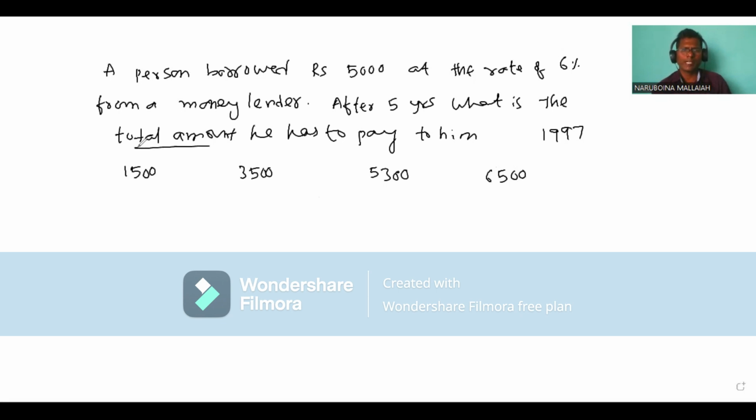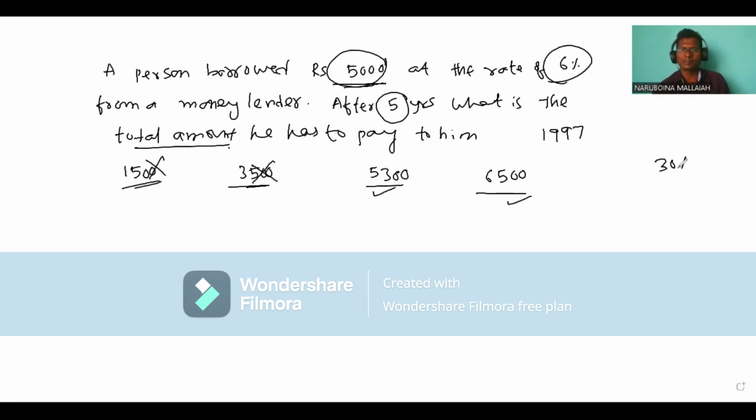See, whenever you are asked to find the amount, it is always more than the principal. The principal given is 5,000, so the answer must be more than 5,000. This is less than 5,000, wrong answer. This is less than 5,000, wrong answer. These two may become answers. Now, to find the amount, just multiply the time and the percentage: 5 6s are 30%. And add 100 to this. This is principal 100%, interest is 30%, totally 130%.